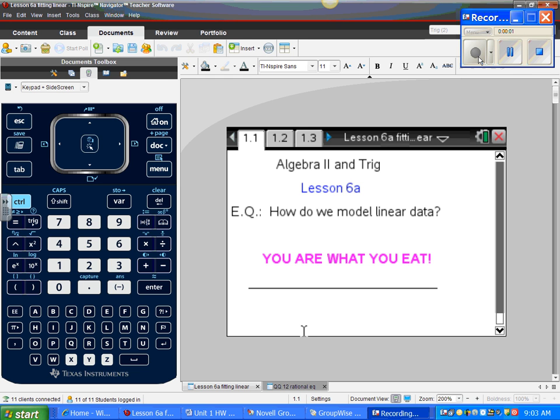So what we're going to be talking about today is linear regression and correlation. Now these are two things that you should have done in 9th grade, so it should be review.